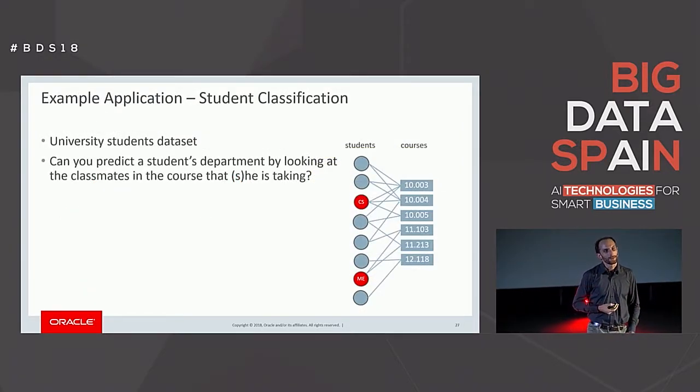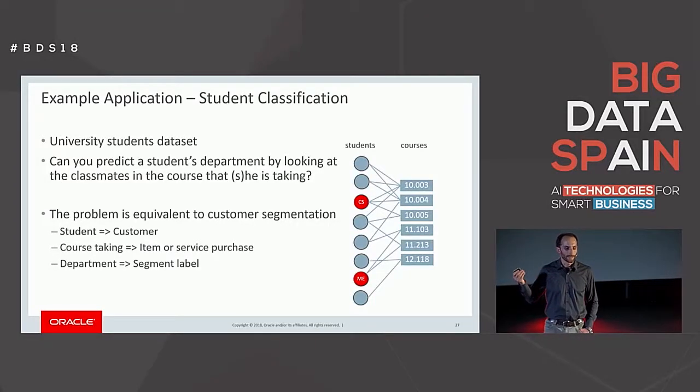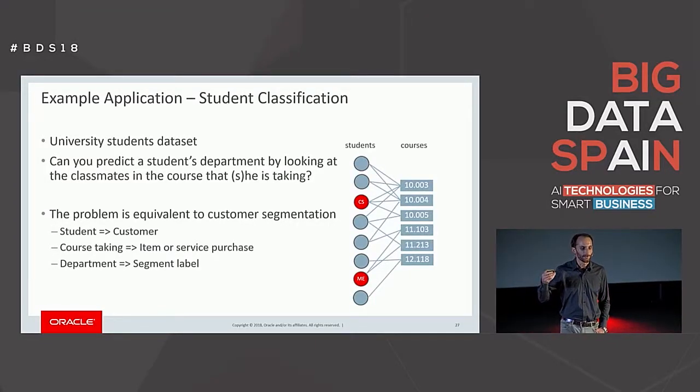Let's look at an example application. Let's say we have a data set where we have students and we have courses in a university, and for some students we know the department, for others we don't. We want to be able to predict the department for the students that we don't know the department of, but by leveraging the graph. And if you think about it, this is the same as a customer segmentation problem, where the student is a customer, and taking a course is like purchasing some item, and the department is the segment, right? So we're trying to predict the segment of those customers we don't know the segment of, right?